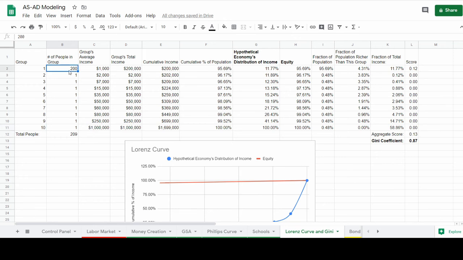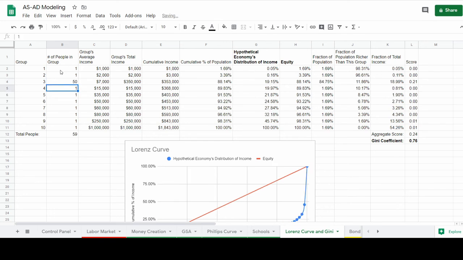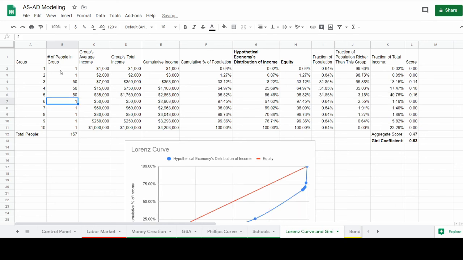So it's not necessarily something that would be helpful to do to just add people to the bottom of this distribution. Just by doing that, I've increased the Gini coefficient from 0.75 to 0.87. But what if I took that same 200 people and added 50 of them to group 3, 50 of them to group 4, 50 of them to group 5, and then 50 of them to group 6.